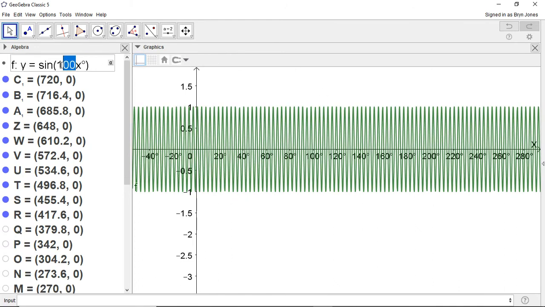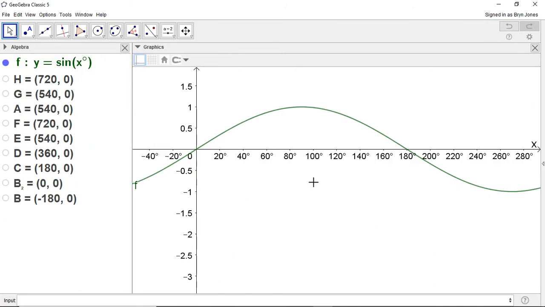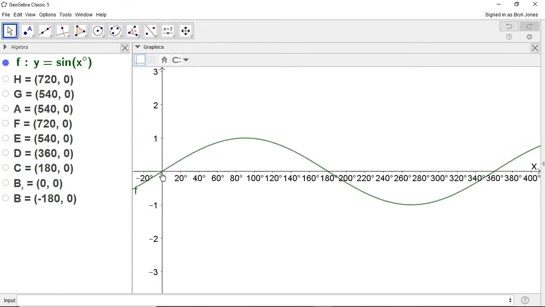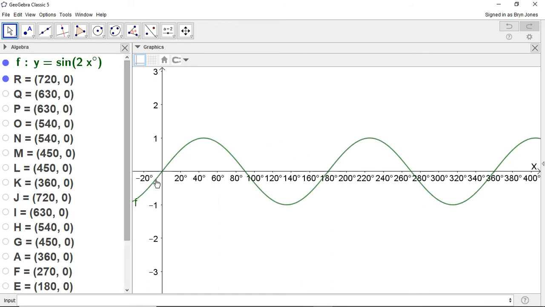So just going back to our original sine x. So we've got this nice curve here. It repeats itself once. It starts here, it goes up, it goes down, and it goes back to the start once in a 360 period. If I make this 2, it goes up, down, back to where it started, up, down, back to where it started. In 360 degrees, it repeats itself twice.